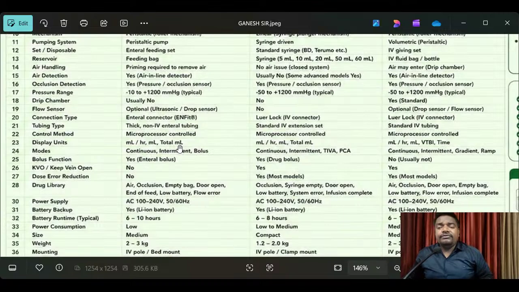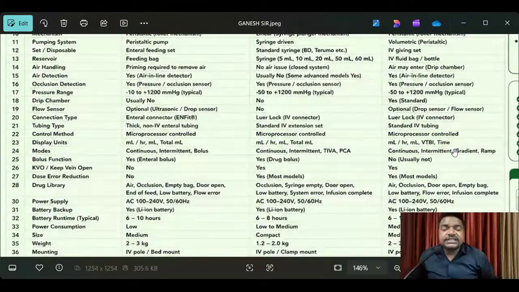Right, point 23, display unit comparison. For the feeding pump: ml per hour, ml, total ml. For the syringe pump also: ml per hour, ml, total ml. Here the feeding pump and syringe pump are both the same. For the infusion pump there are little changes: ml per hour or VTBI time. These are the options and features available in some medical equipment. That's why I'm saying it depends on make, model, manufacturer, and requirement specifications. We can buy the equipment, and those types of equipment are available in the local market.